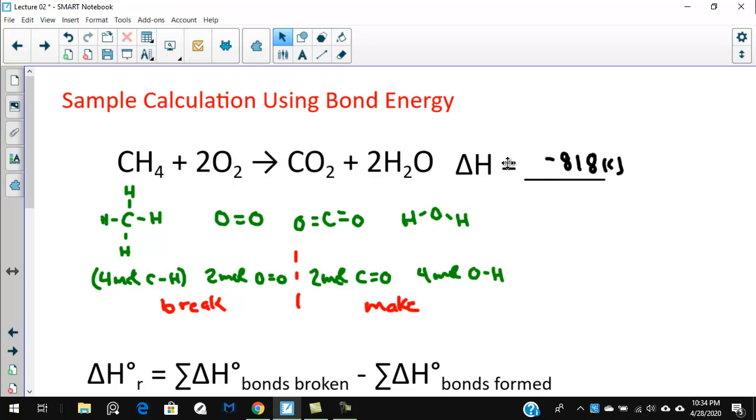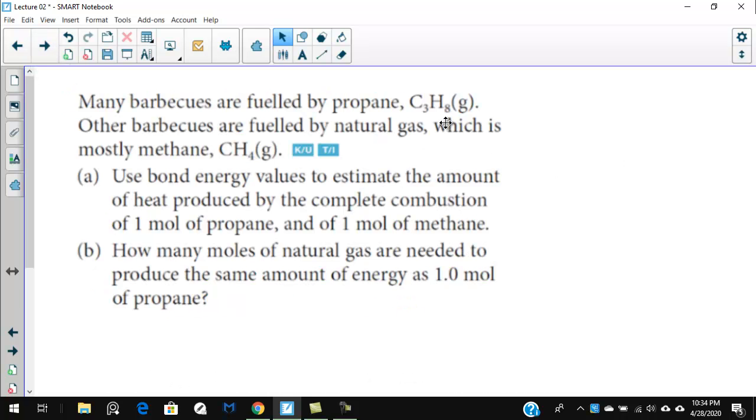And so we just did the numbers for methane. When we burned methane, we saw that we got 818 kilojoules for every mole of methane that we burned. We need to do the same calculation now, but do it for propane, and then compare those two. It would like to know which one of these is better. So it says here how many moles of natural gas are needed to produce the same amount of energy as 1 mole of propane. Kind of makes sense that there would be more energy in the propane because there's more bonds to be broken. So we need to get that number for propane first.